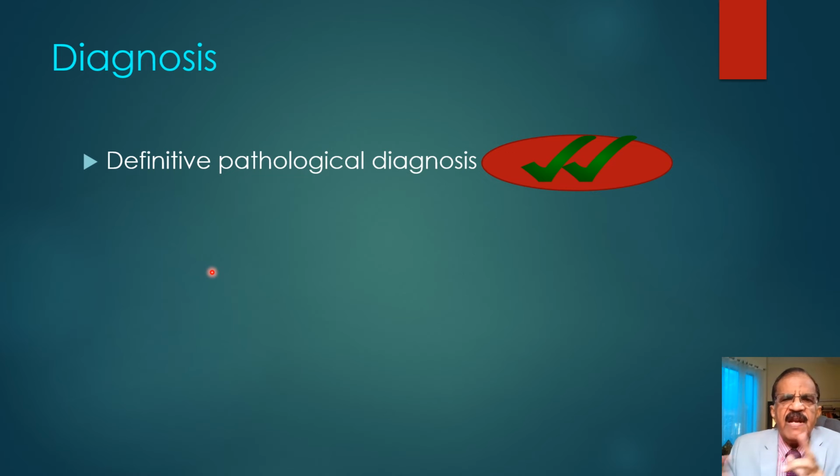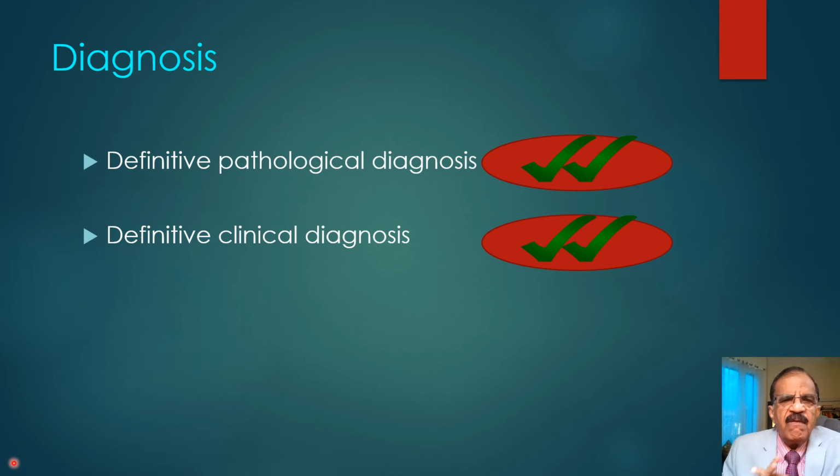One is definitive pathological diagnosis. Now, this actually is not clinically applicable, but I'll tell you what I mean by definitive pathological diagnosis. Then we have a definitive clinical diagnosis. This is what we work on. As a clinician, we do something to get a definitive clinical diagnosis.